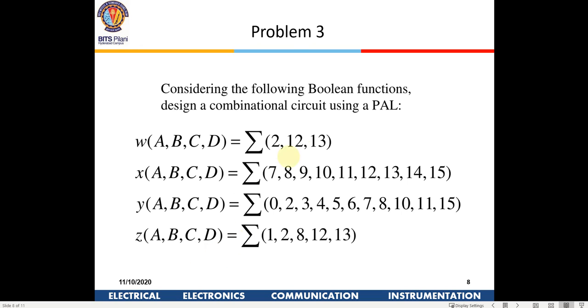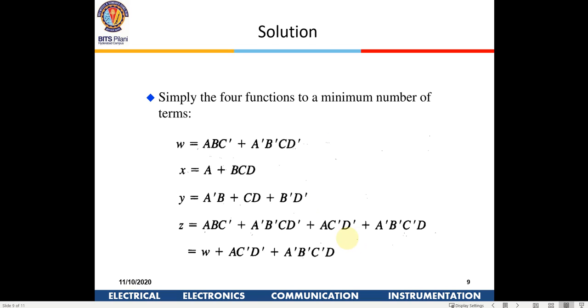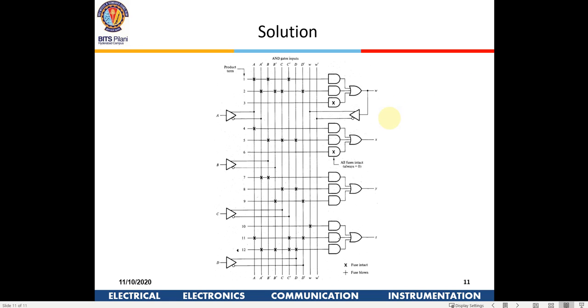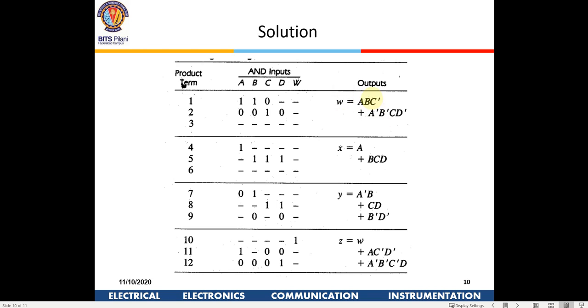Why are we writing it here also? If you see, it is 2, 12, and 13. 2, 12, and 13 are available in Z also, so that becomes a subset here. The reason we write this as a subset is, if you see the PAL implementation here, this we covered in the theory class also, one of the outputs is given back as a feedback, and that is also available in the AND plane. So we can program even those lines also. That is the reason: if the first input is going to be commonly available, we are going to use it as an input for the other functions, so we can put it in the first row and accordingly do the programming.